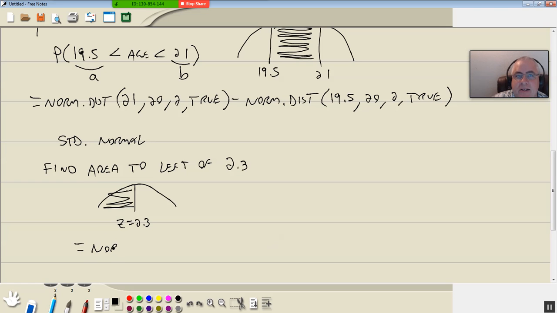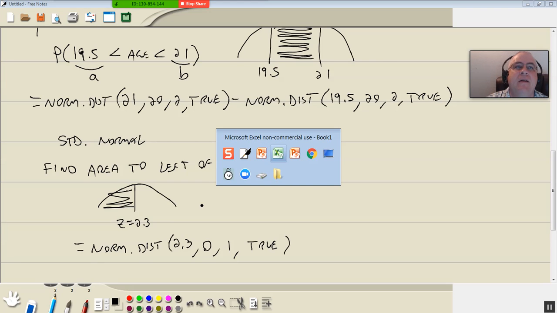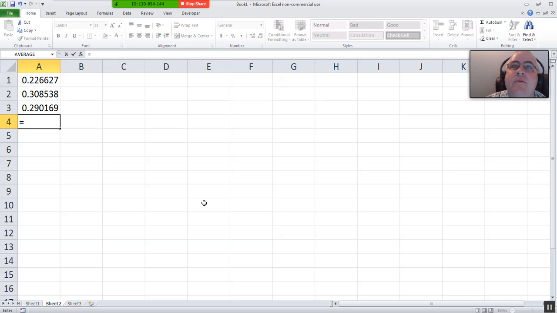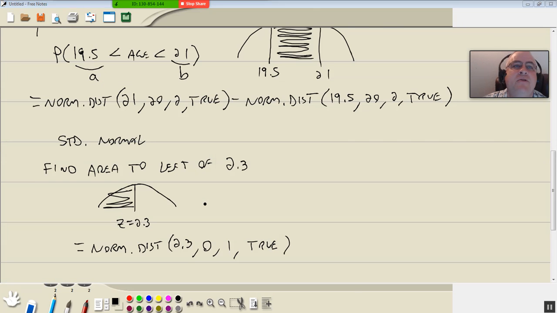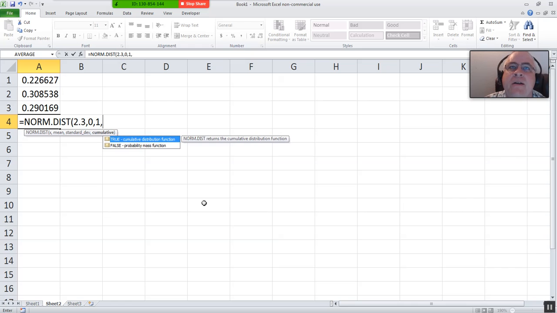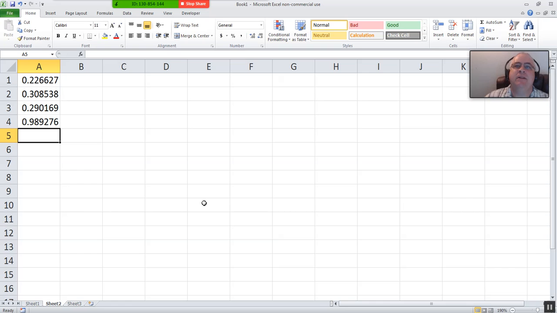So I won't plug this actually in the calculator, but this will be NORM.DIST, 2.3, comma, our mean for standard normal is always 0, and our standard deviation for standard normal is always 1. And then we'll put in true. Actually, maybe I will put that in. Okay, equals NORM.DIST, 2.3, 0, 1, true. And we get this value here.